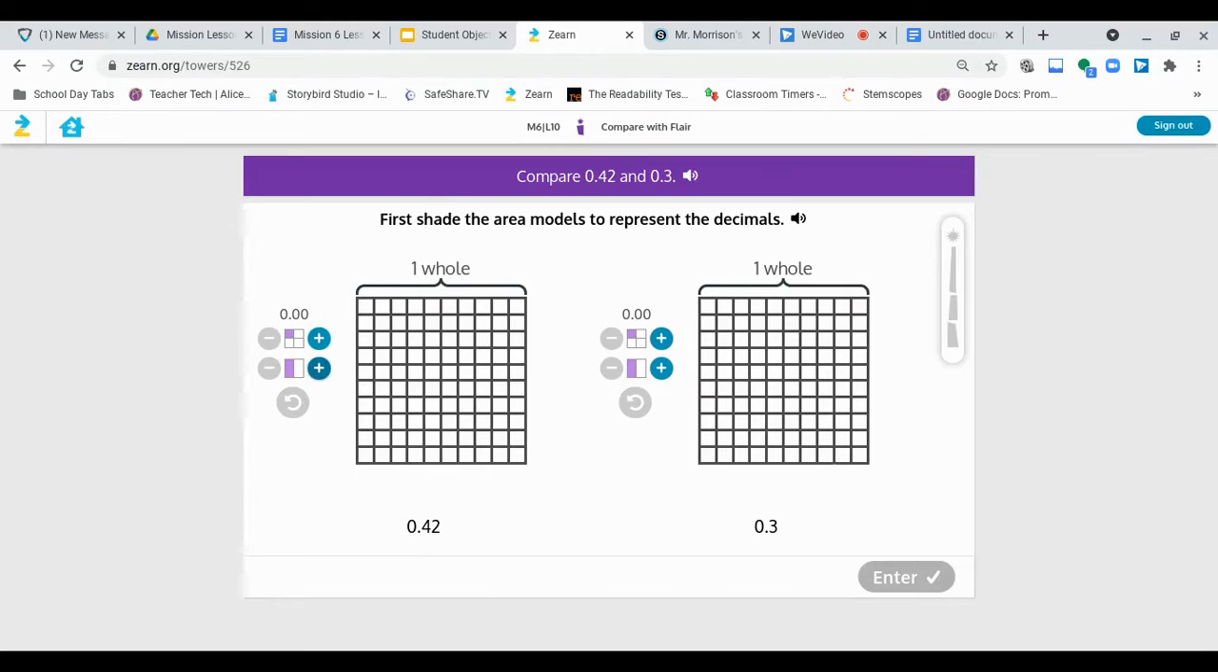So I'm going to shade 10, 20, 30, 40, and then 41, 42. And now I'm going to shade 3 tenths. I'm just going to shade 10, 20, 30, because that's the same as 30 hundredths. And this is divided up into hundredths.